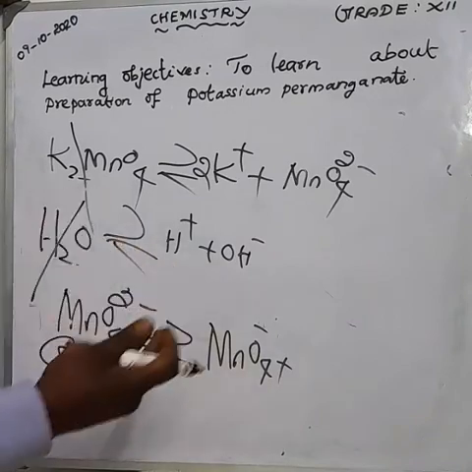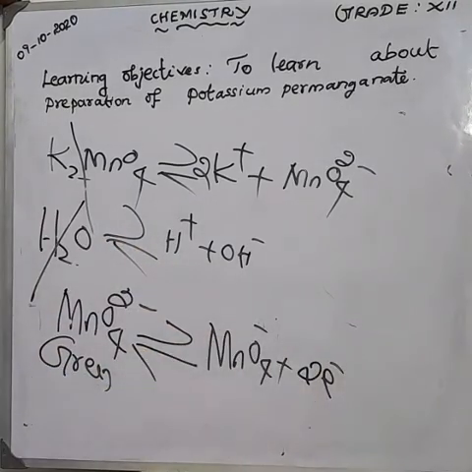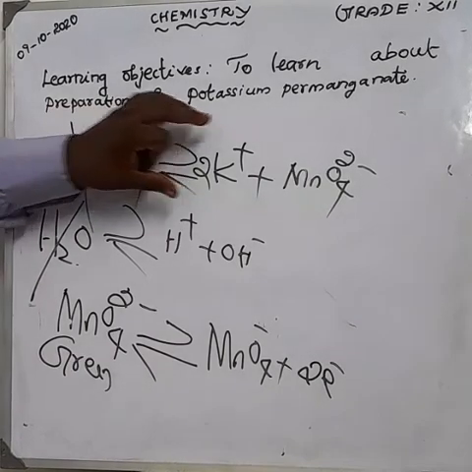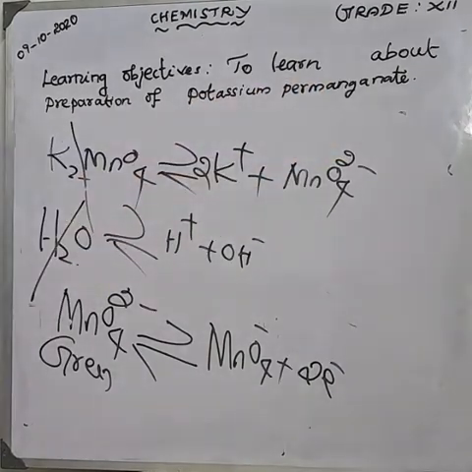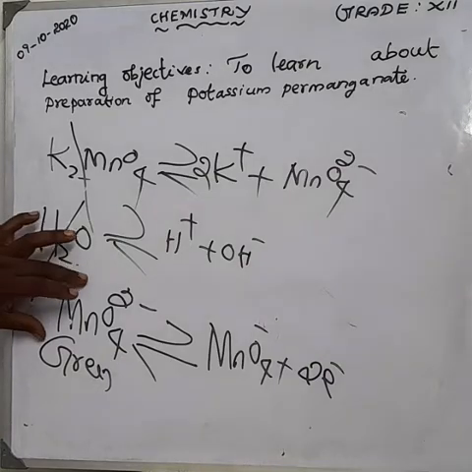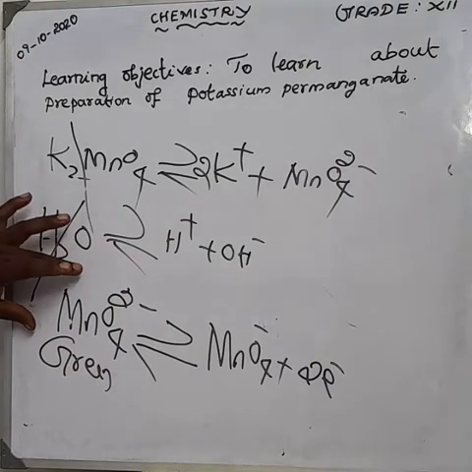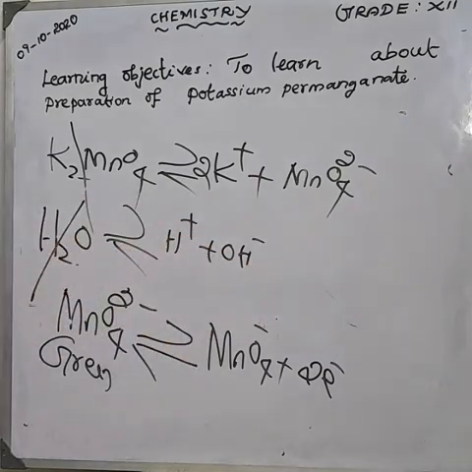Plus, we should add 2 electrons. Then the manganate ion is converted into the permanganate ion. Here potassium manganate undergoes dissociation, splitting into potassium plus and manganate ion. Water is also divided into H plus and OH minus ion. This manganate ion is converted into permanganate ion, and it occurs at the anode.